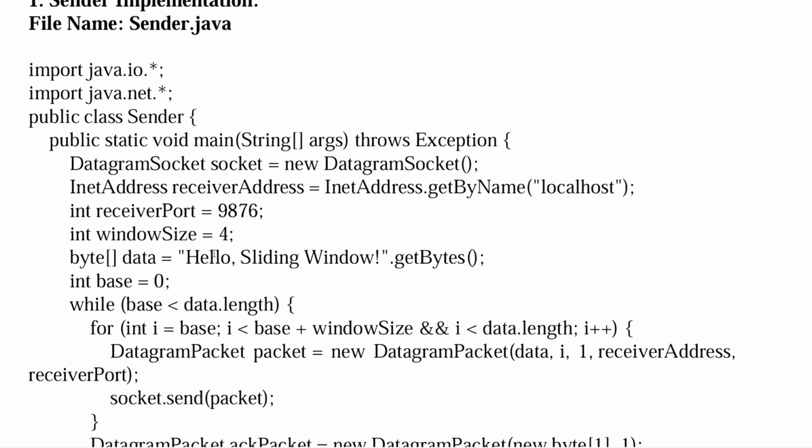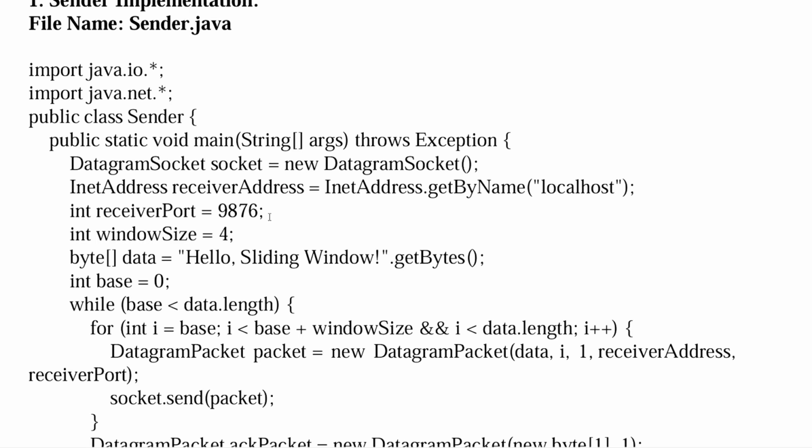Next we create the while loop. Continue until all data is sent: while base is less than data.length. The loop continues until all bytes are sent and acknowledged. The next step is to send packets within the window. Here I am using a for loop: for i equals base, i less than base plus windowSize and i less than data.length, i plus plus. It sends packets from base to base plus window size minus 1, and ensures it doesn't exceed the data length.